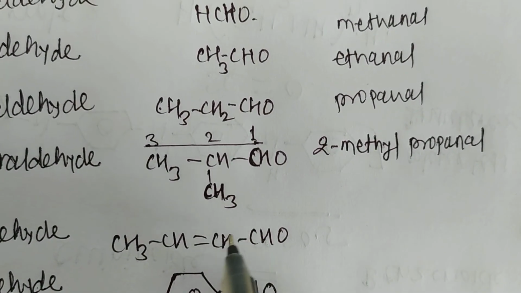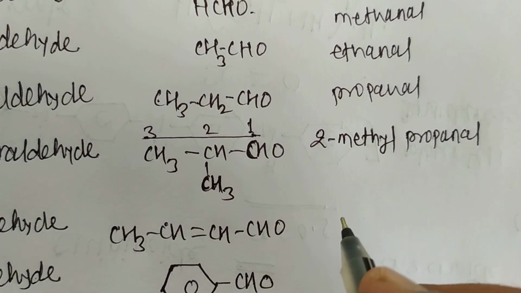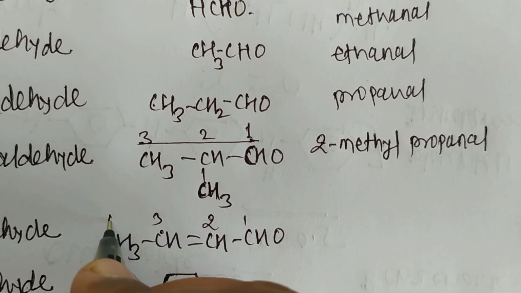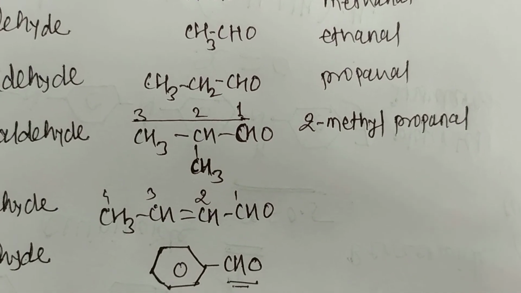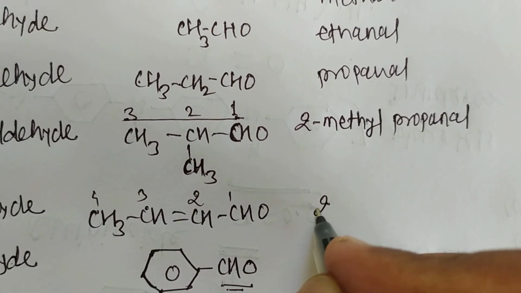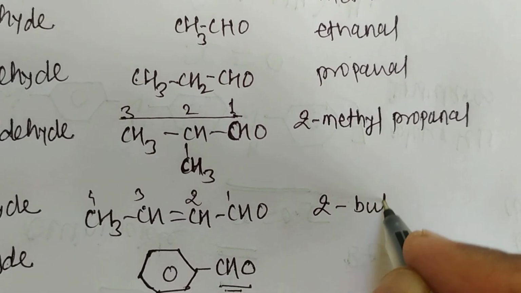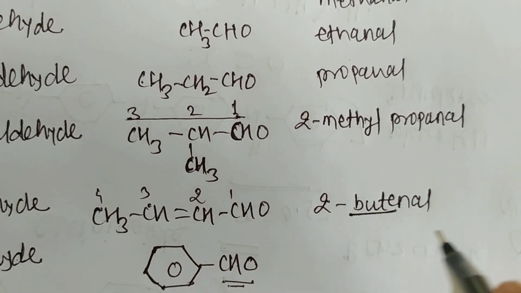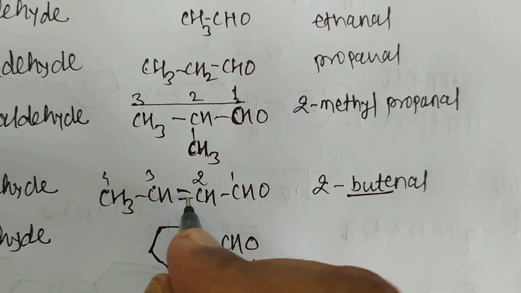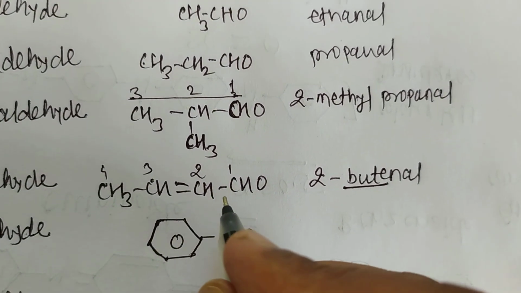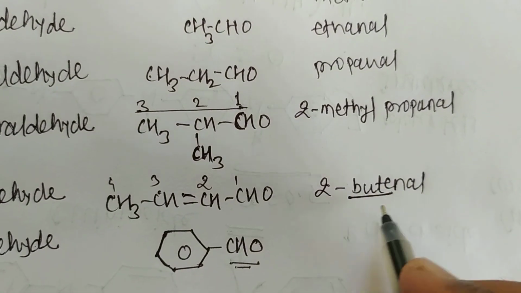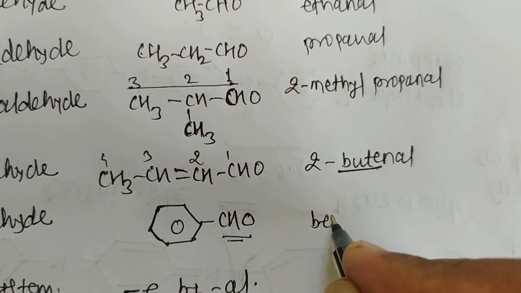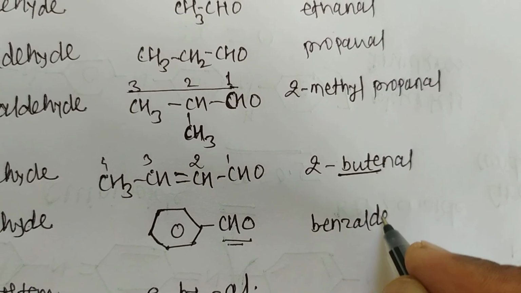Similarly 1 2 3 4 is the derivative of butane, and at carbon number 2 a double bond is present, therefore it is named 2 butenal, because here at carbon number 2 a double bond is present, so it is butene. And its name remains as it is, benzaldehyde.